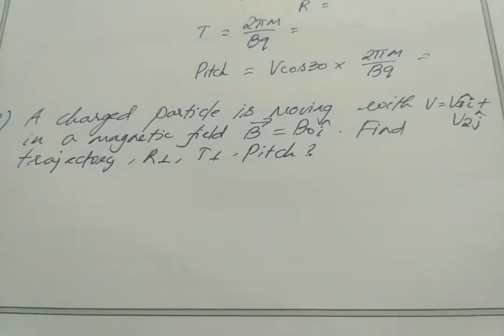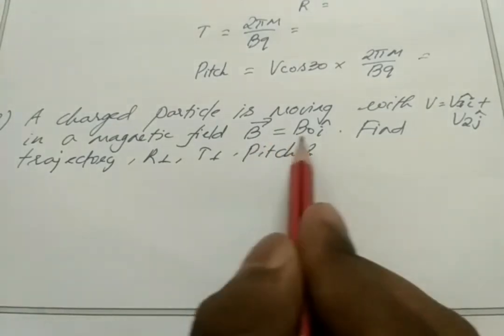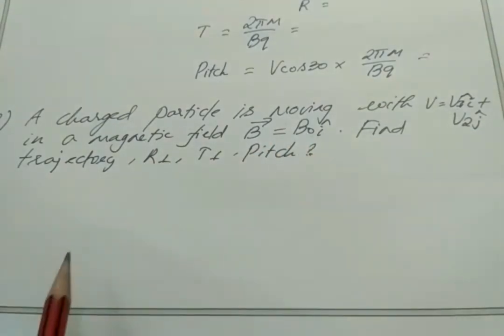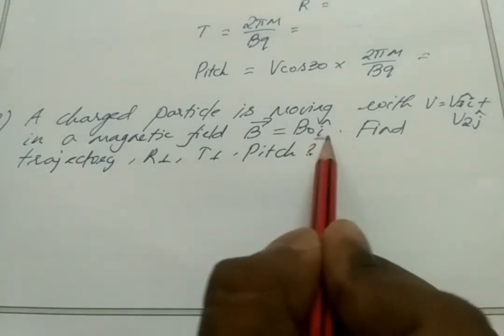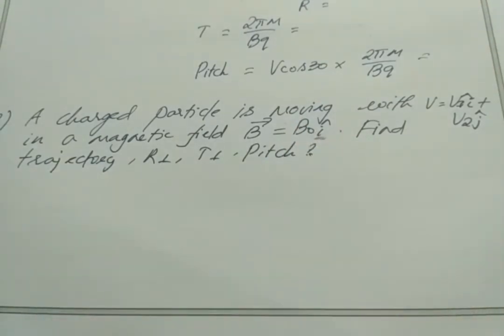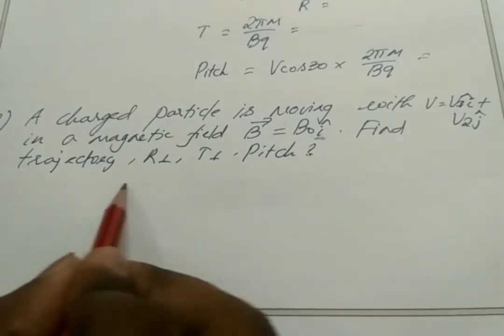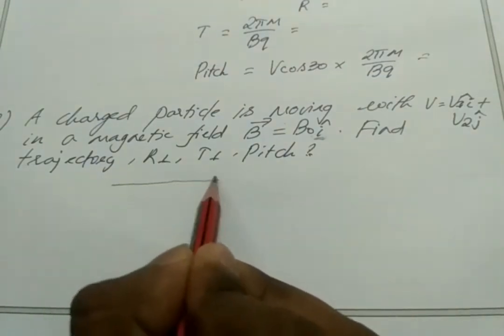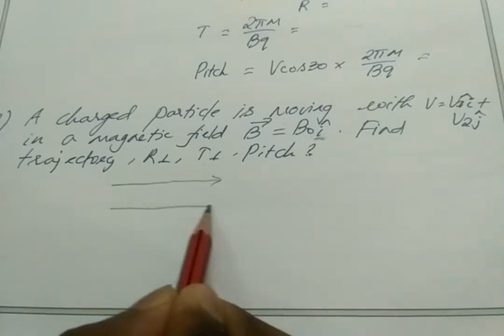Okay, so first we have to draw the magnetic field. How to draw the magnetic field? What is the direction of the magnetic field? Since it is given as B naught i cap vector, it means our magnetic field is along the x axis. Okay, so we have the magnetic field along the x axis.